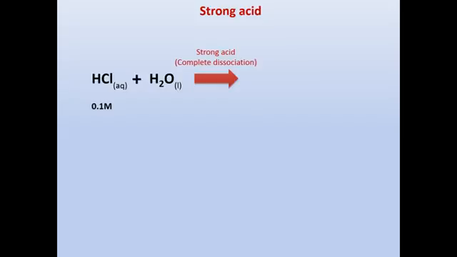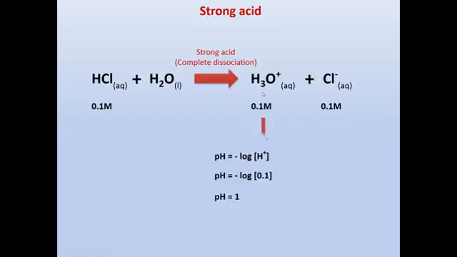The first one is a strong acid. Hydrochloric acid, HCl, is a strong acid, so if we have a 0.1 molar solution of hydrochloric acid, it's going to completely dissociate and give 0.1 molar hydronium ion and 0.1 molar chloride ion. The pH is the negative log of the hydrogen ions, or the hydronium ions. The hydrogen ions and the hydronium ions are referring to the same thing. So we know the concentration of hydrogen ions is 0.1 molar, and the negative log of 0.1 gives us a pH of 1.